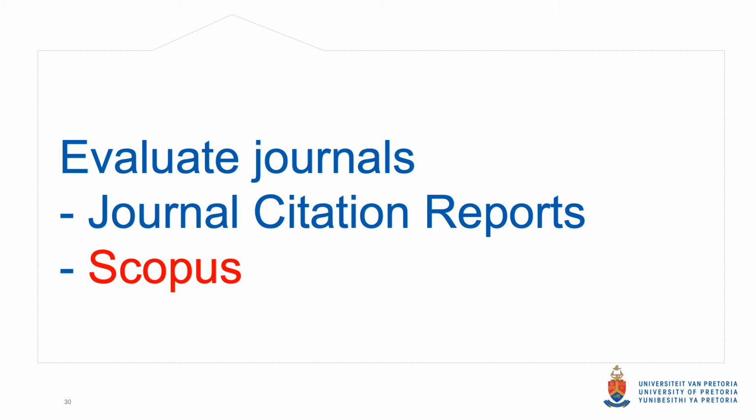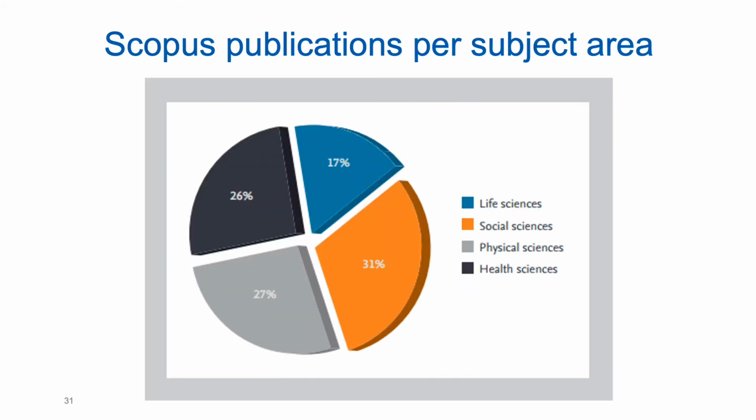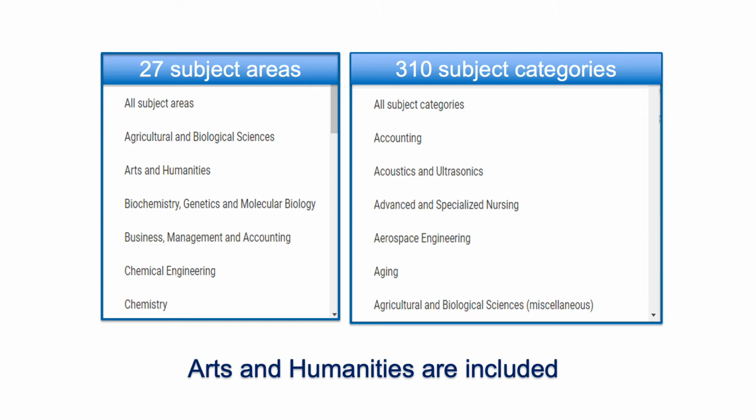The other tool that also covers journal rankings is Scopus. This is an indication of the distribution of subject areas within Scopus. Scopus is divided into 27 subject areas, including arts and humanities. Personally, I find Scopus a more inclusive database for all subject areas and categories.